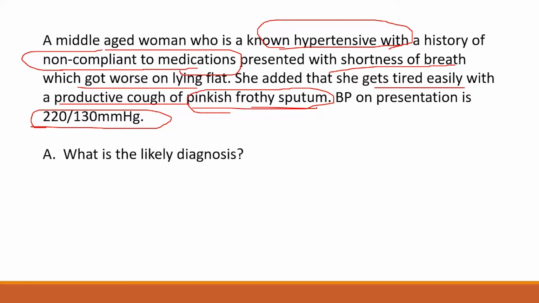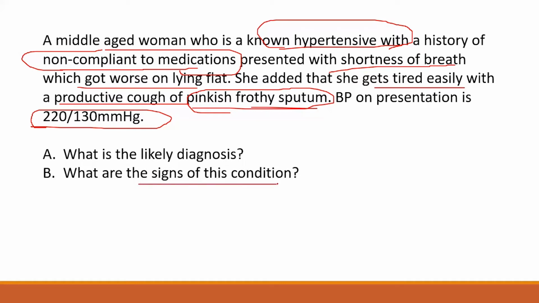All right. What are the signs of this condition? Your client is having acute left ventricular failure. What are the signs you can be looking out for? One of the signs is tachypnea, that is, trying to hyperventilate, trying to breathe. Then tachycardia, basal crepitations, gallop rhythm.